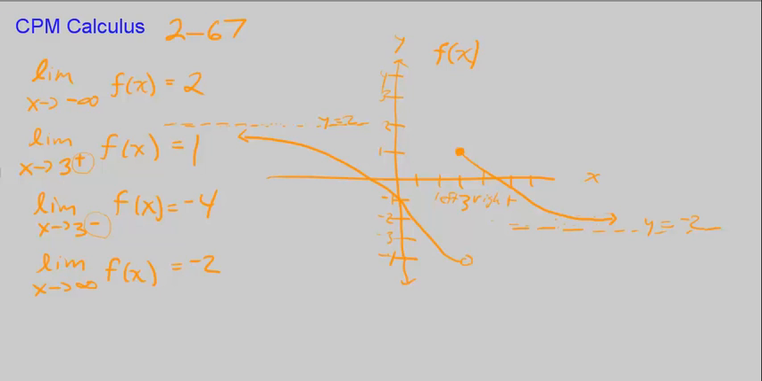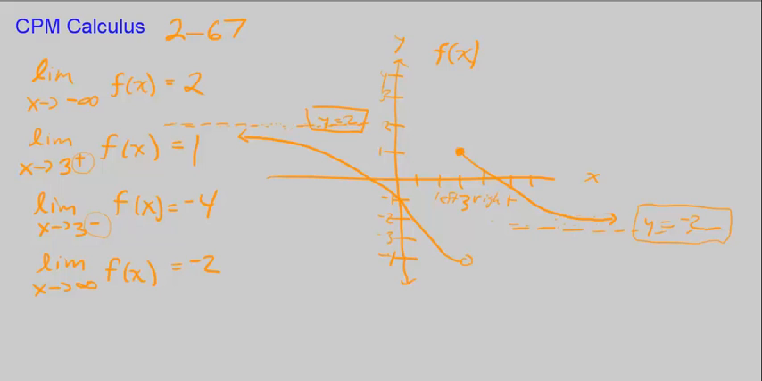What's it saying? Does your graph have any asymptotes? Well, over here on the left, my graph has an asymptote at y equals 2. Over here on the right, my graph has an asymptote at y equals negative 2. So it does have asymptotes.